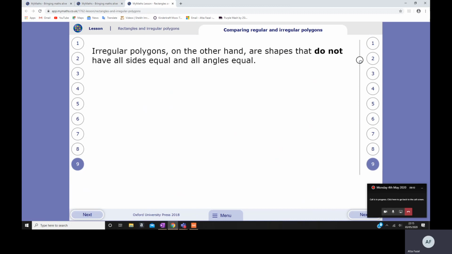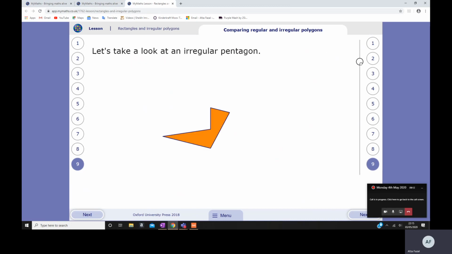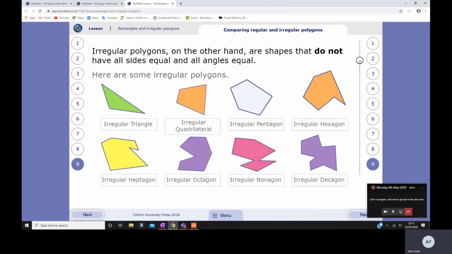Irregular polygons, on the other hand, are shapes that do not have all sides equal and all angles equal. So here we've got an irregular triangle, irregular quadrilateral, irregular pentagon, irregular hexagon, irregular heptagon, irregular octagon, irregular nonagon, and an irregular decagon. That's because all the sides are different lengths, but they still have the amount of sides that you'd call them a pentagon or a hexagon. So on this one, we've still got 1, 2, 3, 4, 5 sides. On a hexagon, we've still got 6 sides. 1, 2, 3, 4, 5, 6.